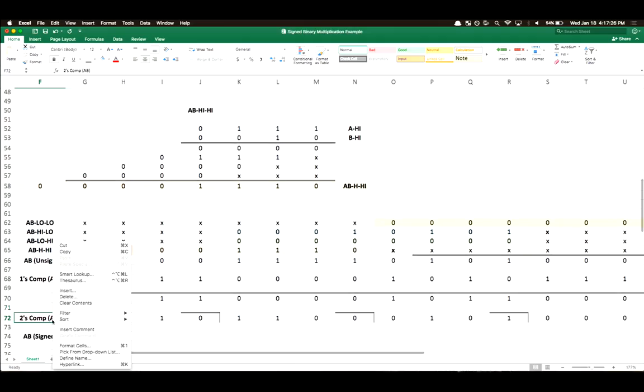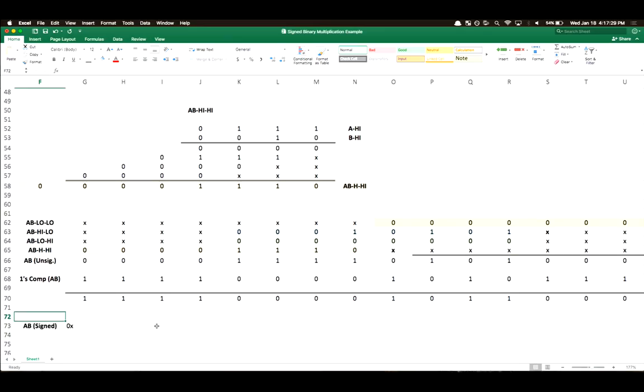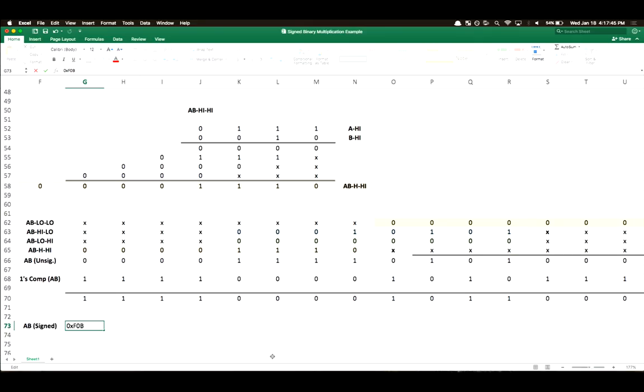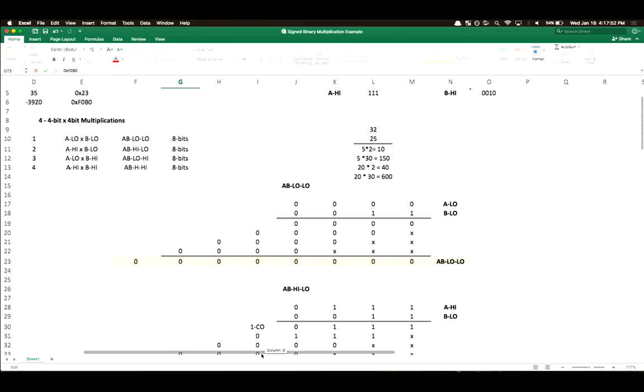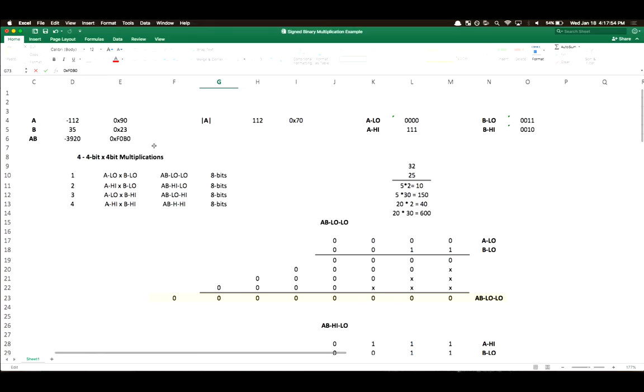Delete this row. So this would be our result, and what that is in hex, if we look at this, F, 0, 1 plus, or 8 plus 3 is 11, so B, and then 0. So is that what we were looking for? Yeah, F0B0. So that gave us the correct value of signed 8 bits times 8 bits.